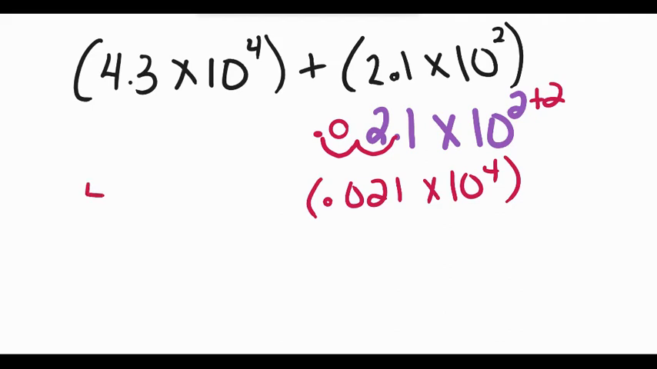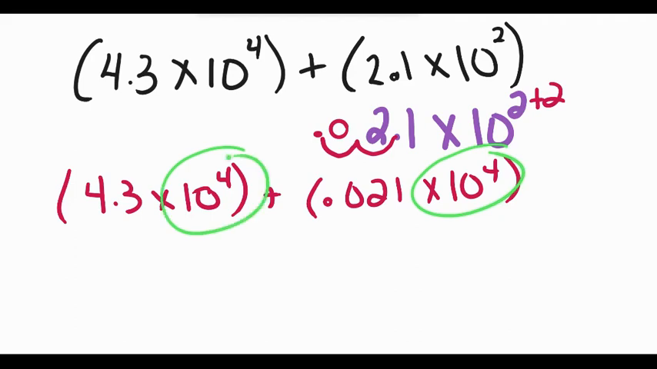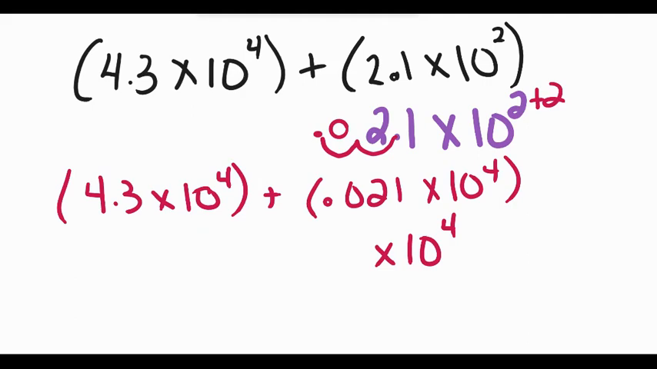So now it looks like this: 4.3 times 10 to the fourth power plus 0.021 times 10 to the fourth power. Now they have the same exponent, and since they have the same exponent, we can add them. So in our answer, it's going to have times 10 to the fourth power. Just like with a common denominator, you would keep the denominator. Here, we keep the 10 to whatever power you raised it to. And then we're just going to do the math.